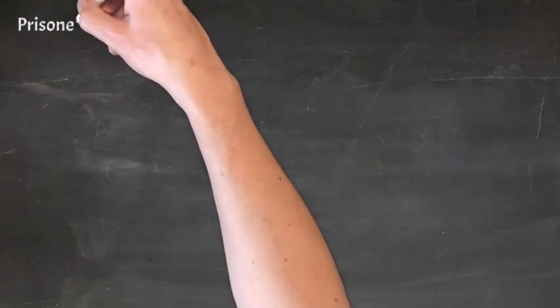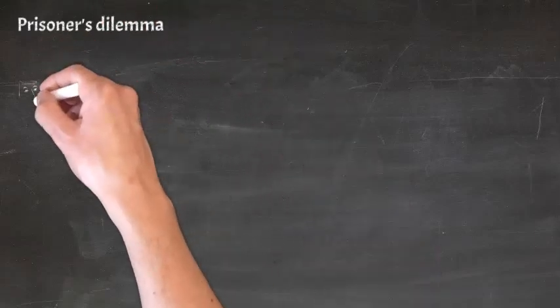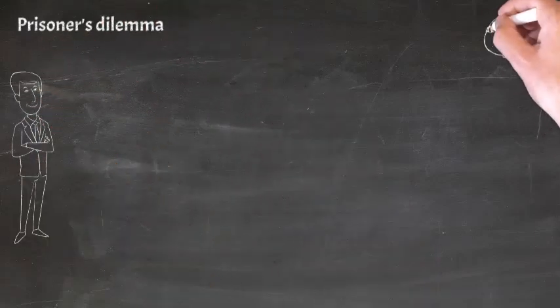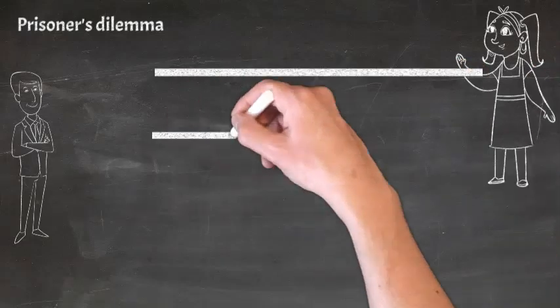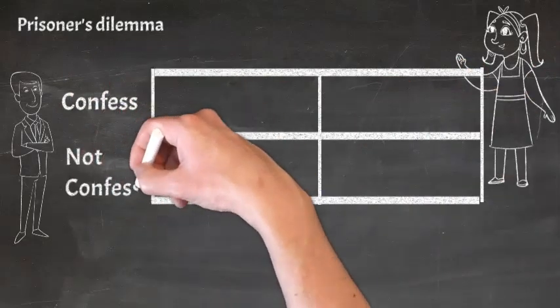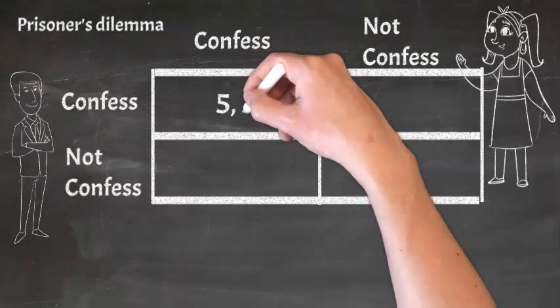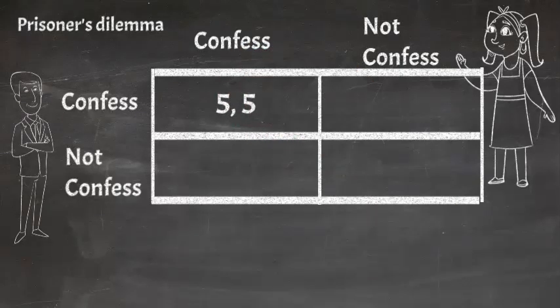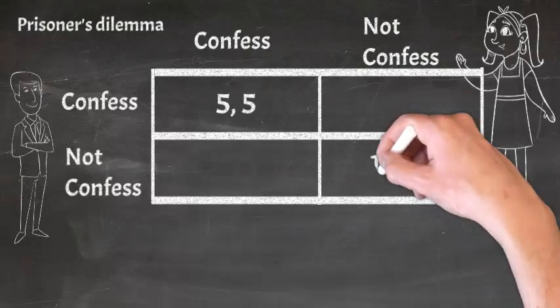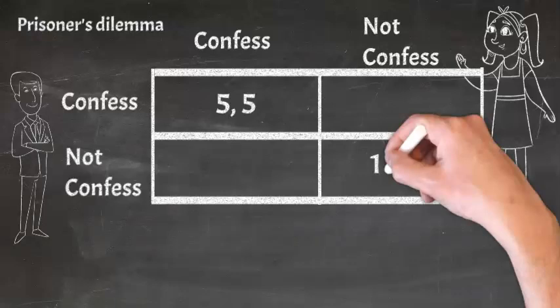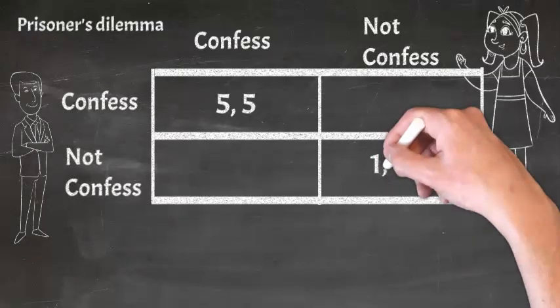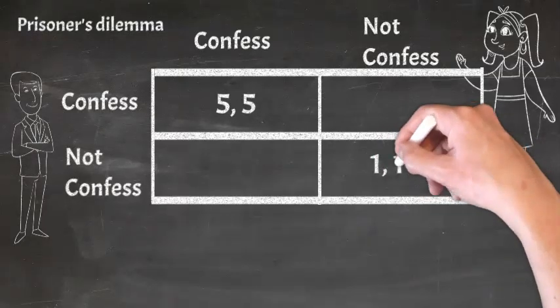The first example is called the prisoner's dilemma. Let's say there are two players, John and Mary. Each of them can choose to confess or not confess. If both of them choose to confess, then each of them will get $5 as a reward. However, if both of them choose to not confess, then each of them will only receive $1.